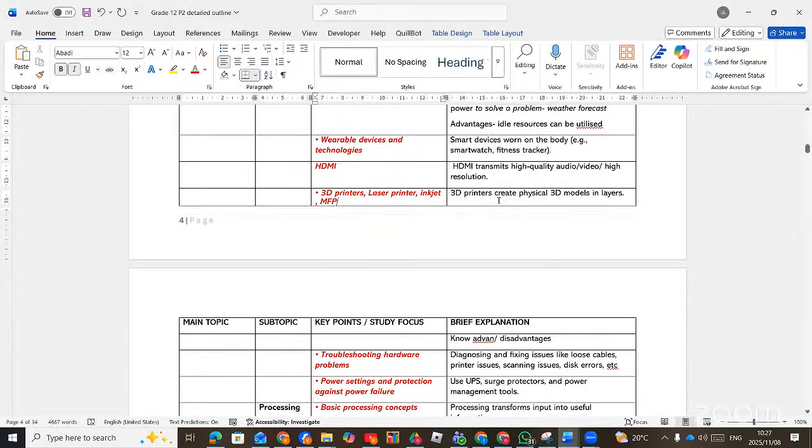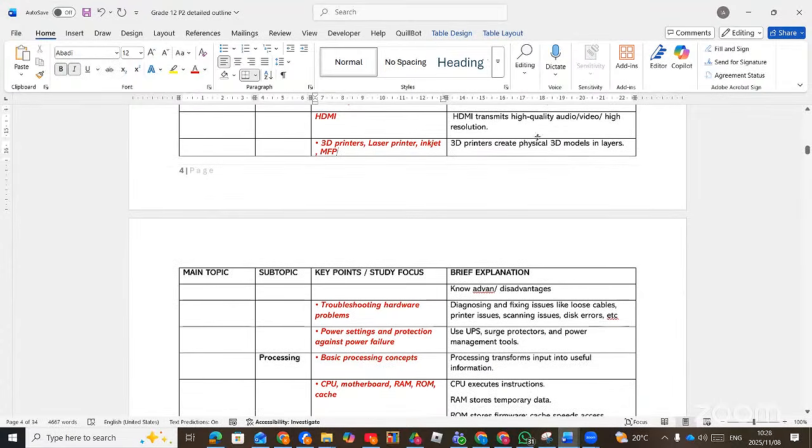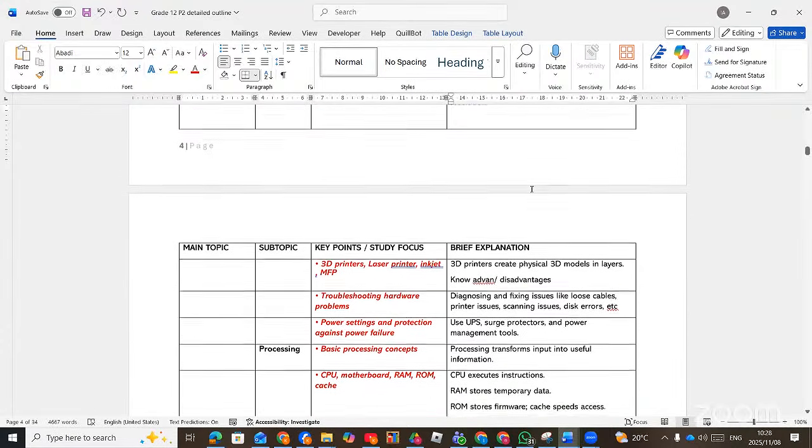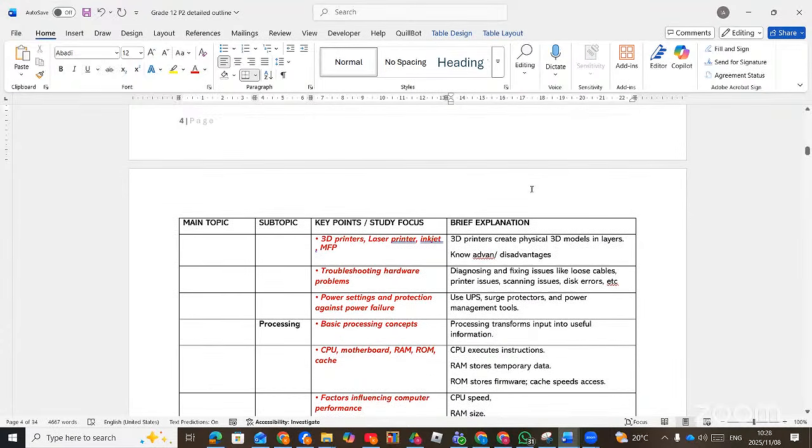So the 3D printer, they create physical 3D models or three-dimensional models in layers, successive layers. Those are the keywords. You need to know the advantages and then disadvantages also. 3D printer can print so many models. Those are the advantages, toys and others. But then the disadvantages are that they release toxic waste when you print, those things can be toxic to the environment also. So you need to know them.